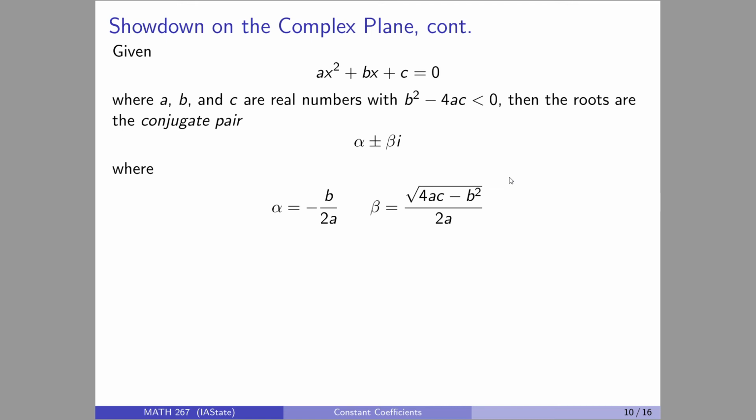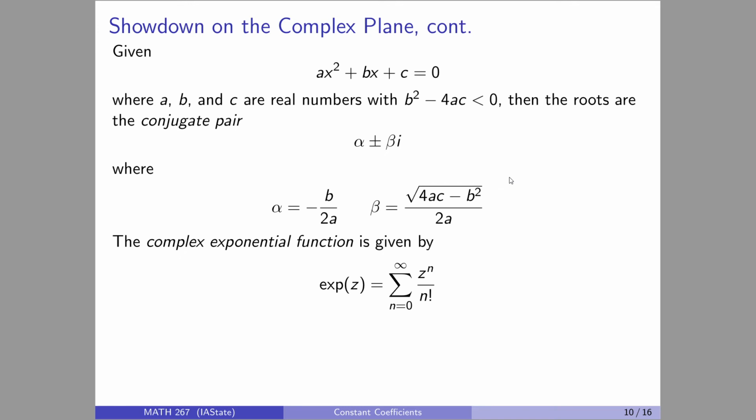Well, now that we know the auxiliary equation might have complex numbers as its roots, that means we need to talk about a complex exponential. So the complex exponential function, exp of z, is defined as the infinite summation of z to the n divided by n factorial. It is a fact that this is the single most important function in mathematics. If you were to ask what's the most important function in mathematics, it's this one right here.